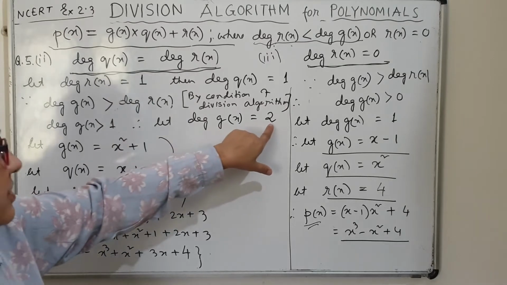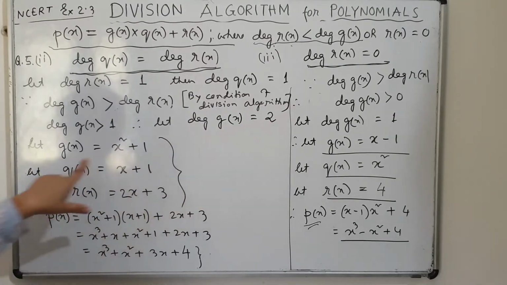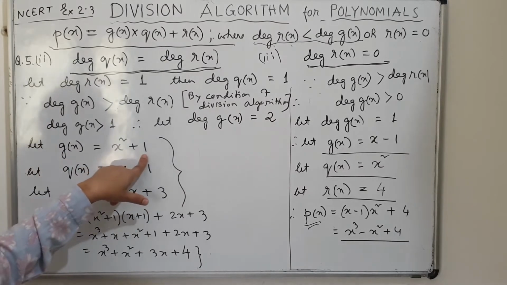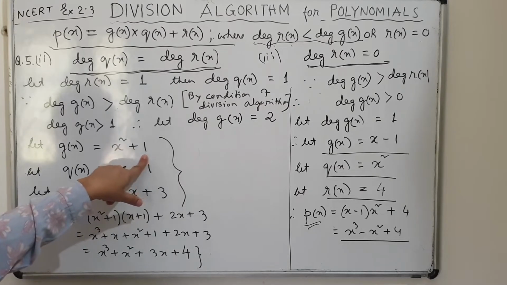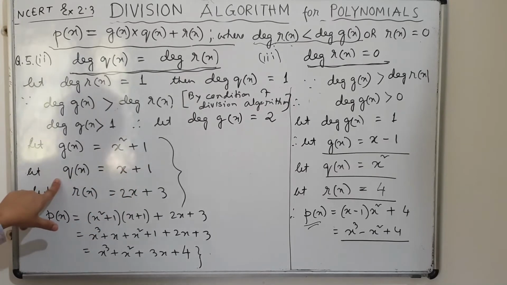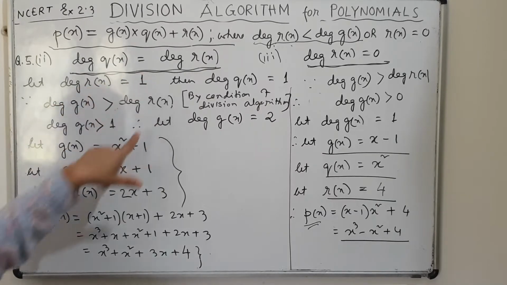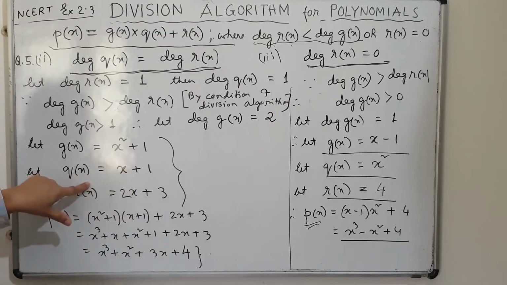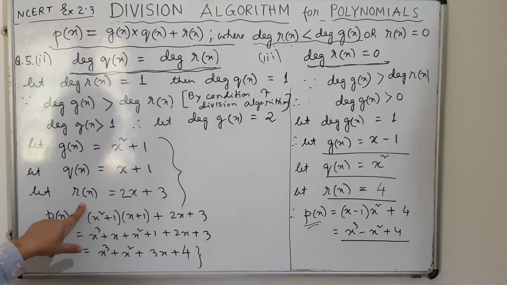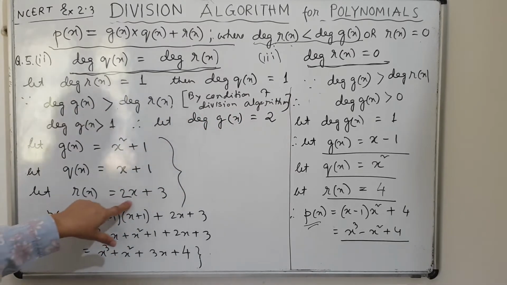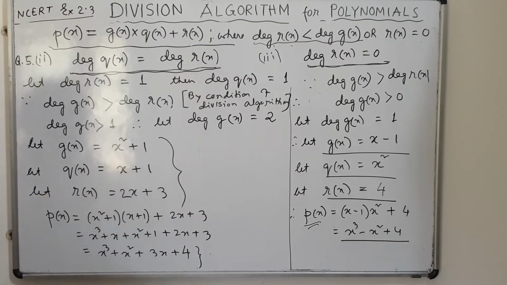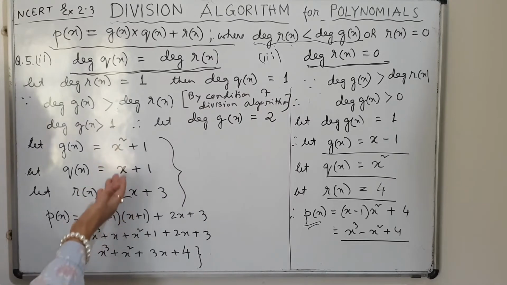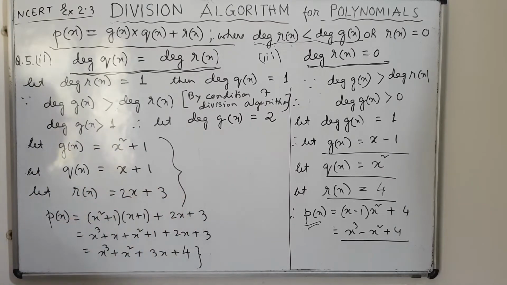So when degree of g(x) is 2, that means it's a quadratic polynomial. So let me write, let g(x) be any quadratic polynomial. I have taken a very simple one. You can take some different one with 3 terms, etc. Then let q(x), degree of q(x) was 1, so I can again assume some linear polynomial for q(x), degree 1. And let r(x) also have degree 1, so another linear polynomial I have assumed. So this is our choice. Once I know the degrees of the polynomials, I can write any polynomial of that degree according to our choice.